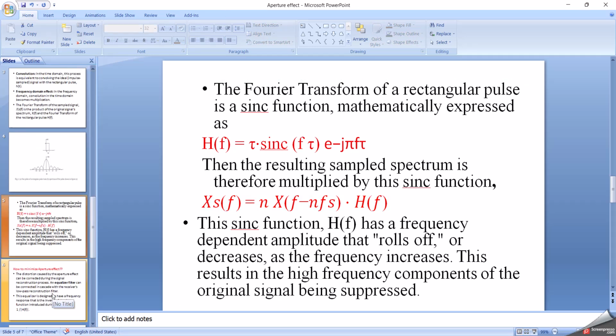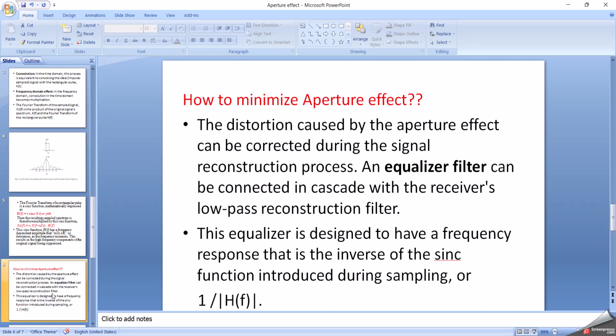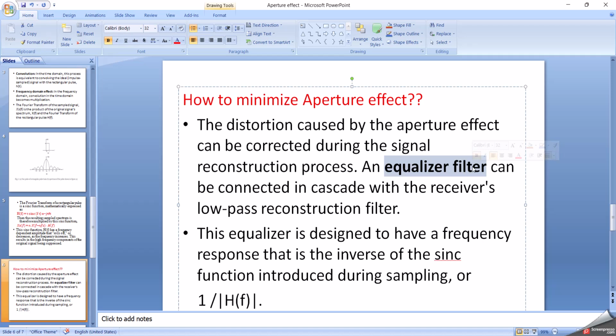Then we can see what the solution is to minimize the aperture effect caused by the distortion. Connect an equalizer filter to the low pass reconstruction filter at the receiver side, so we can minimize the aperture effect. Then again we will get one more query, like how the equalizer filter frequency will be designed.